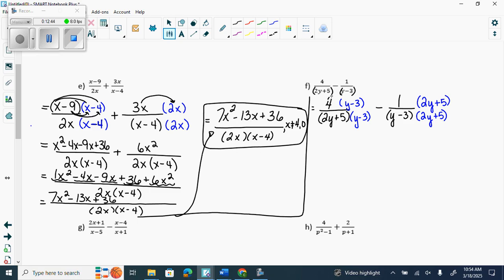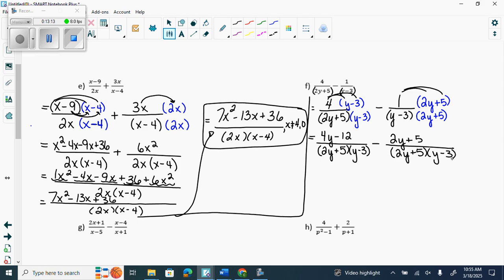So we're going to go 4y minus 12 all over 2y plus 5, y minus 3, minus, distribute that in, I get 2y plus 5 all over 2y plus 5, y minus 3.